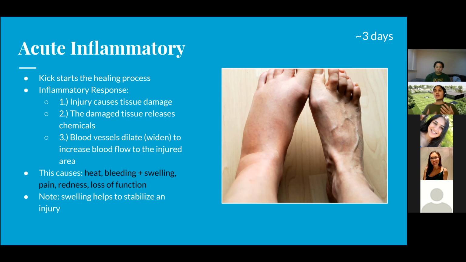And it might be kind of an uncomfortable sensation, but it's good because if you were able to move that joint, that might cause further damage to the sprained ligament or any other tissues in the area. So swelling is good. When we see swelling, that's a good sign. We just want to be able to control that swelling and help promote it in the right way.